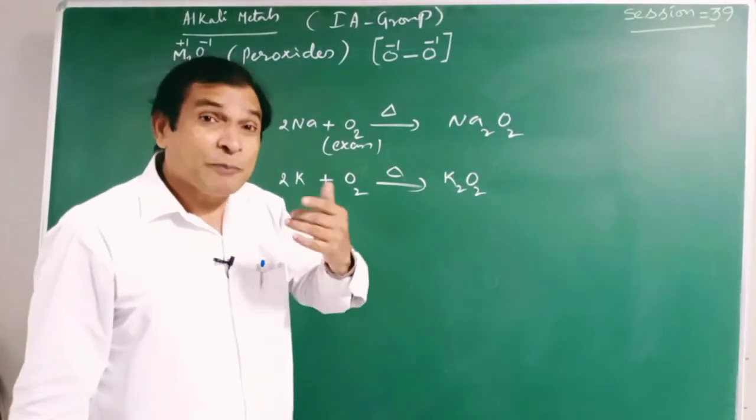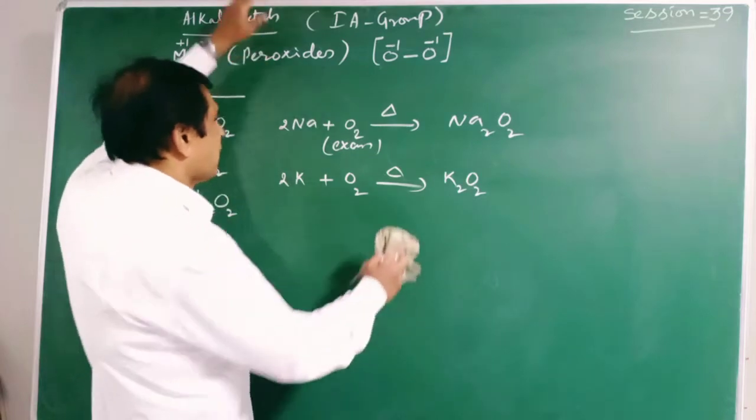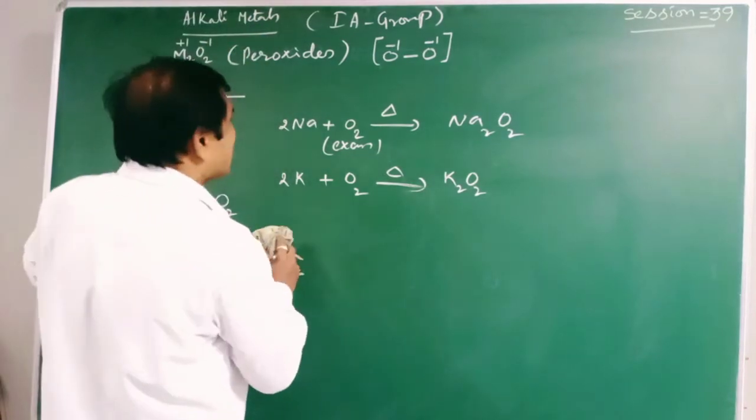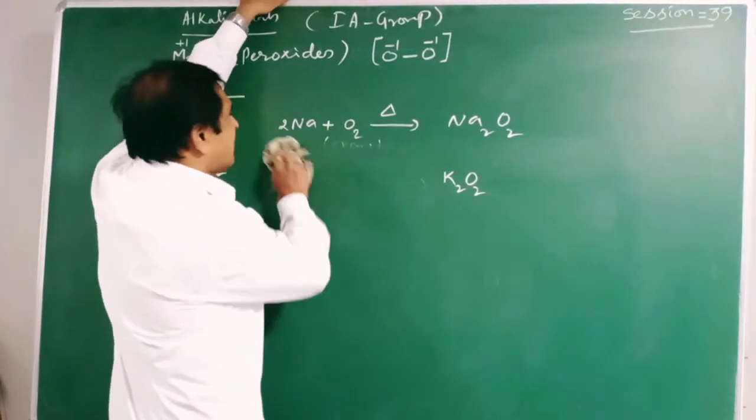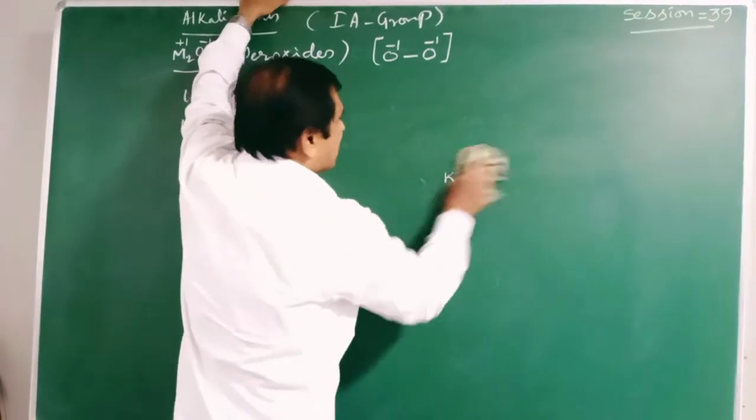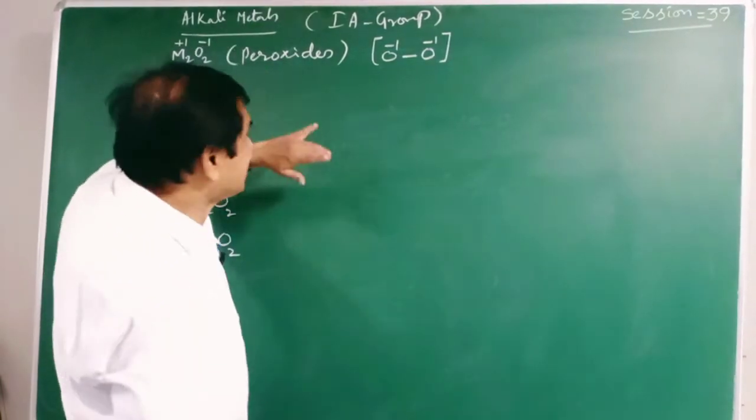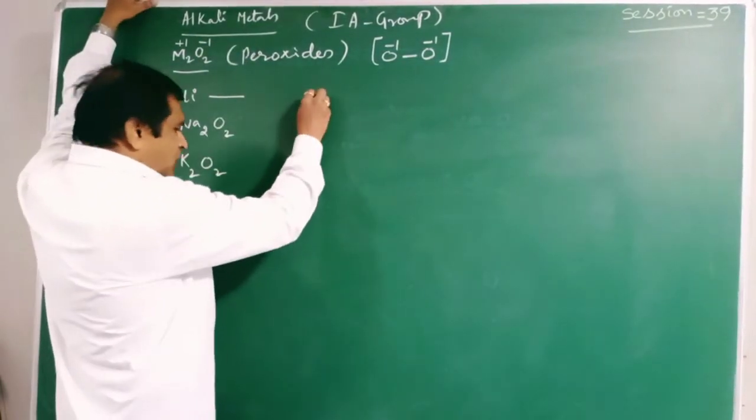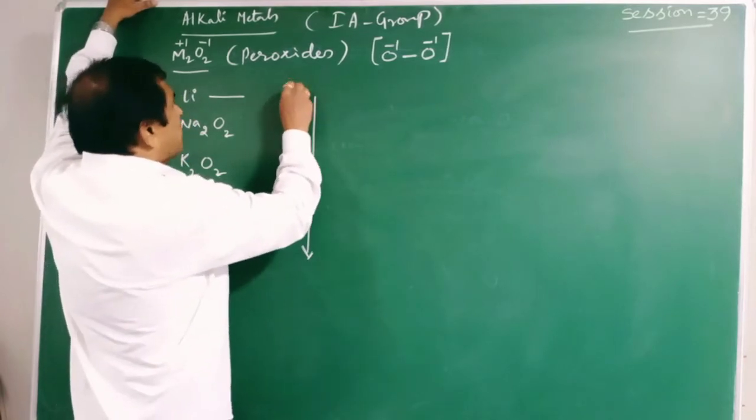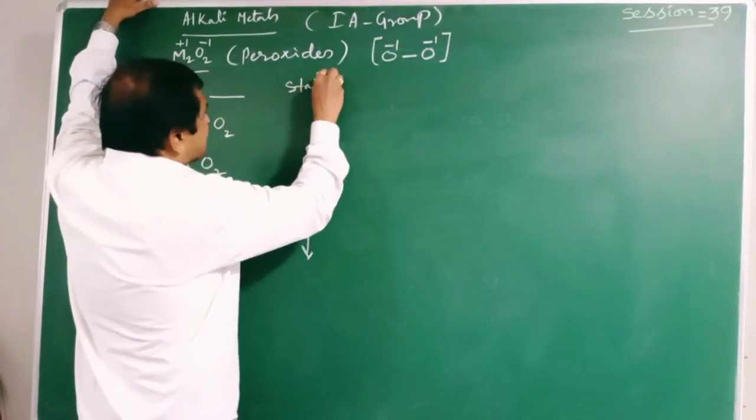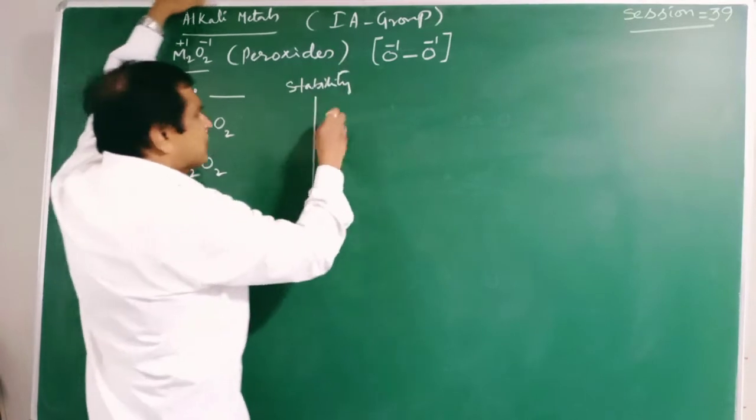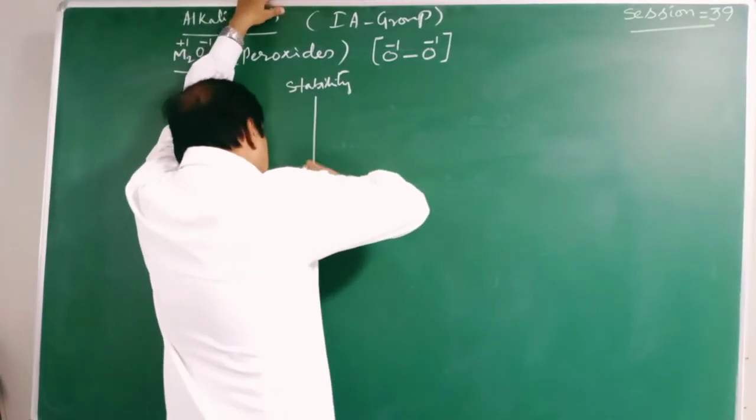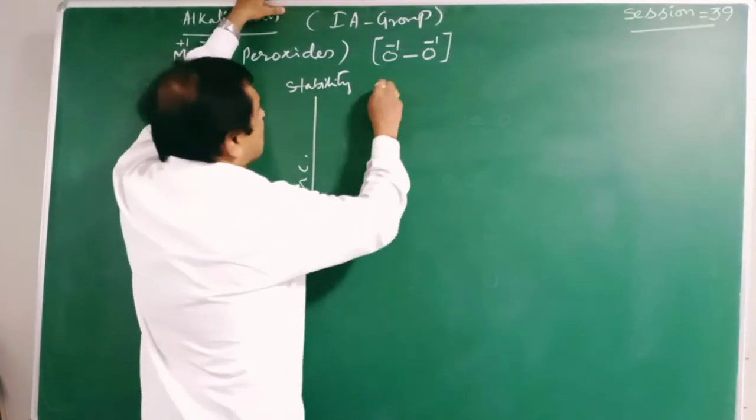Now the properties of these peroxides. Let us say, for example, stability of the peroxides. Stability increases from top to bottom.